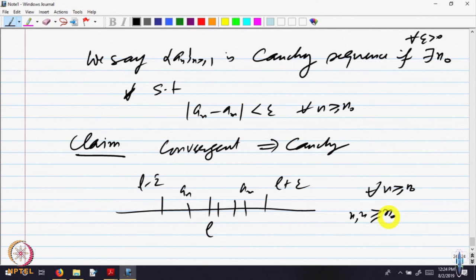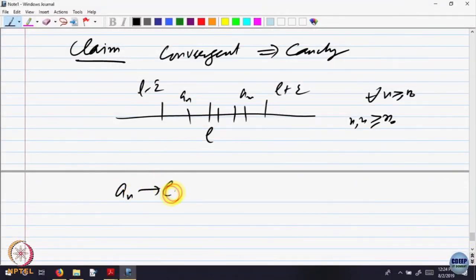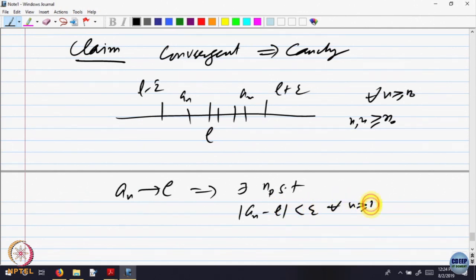So, let us write it mathematically. How do I write it mathematically? If you like, we can write it as a_n converges to L implies there exists some stage n naught such that |a_n minus L| is less than epsilon for every n bigger than n naught. And what do I want? |a_n minus a_m|, right? That is my target. But I know something about a_n minus L and a_m minus L.